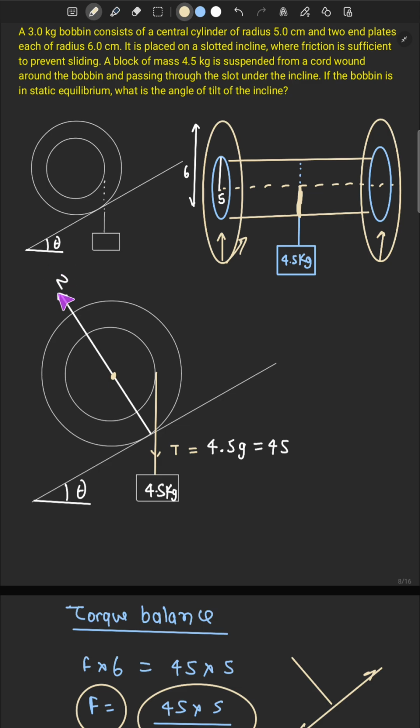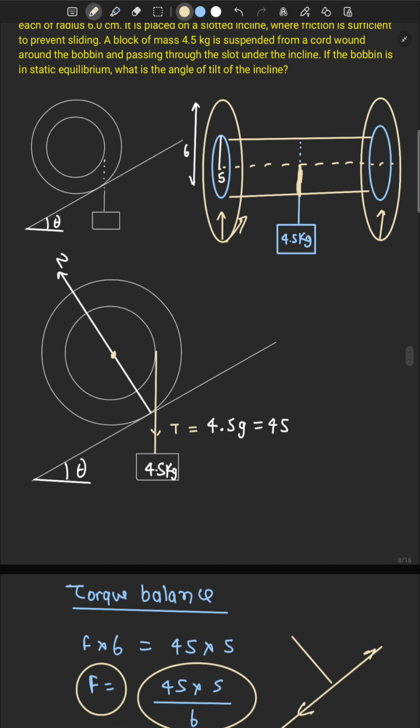First is the normal force from the ground. I have drawn one normal, but actually there are two normals, one on this plate and another on this plate. The torque of this normal and this normal will cancel out each other, so the net torque of the normal will be 0.